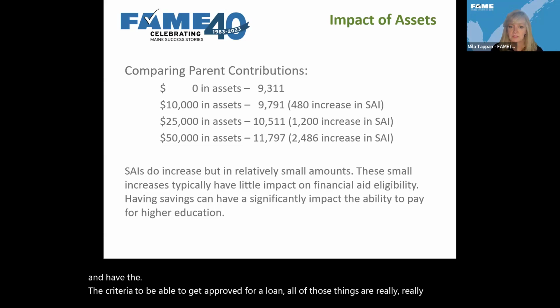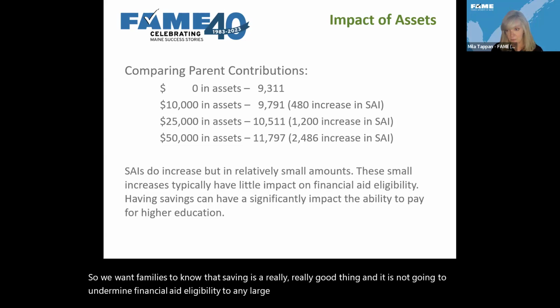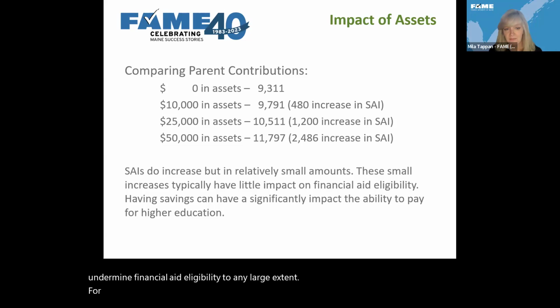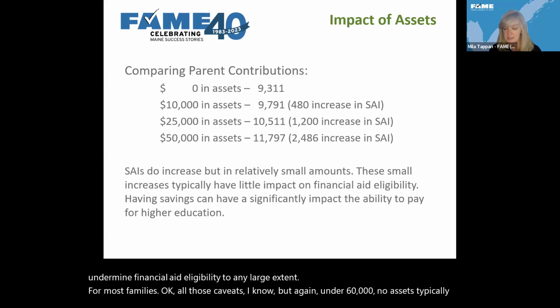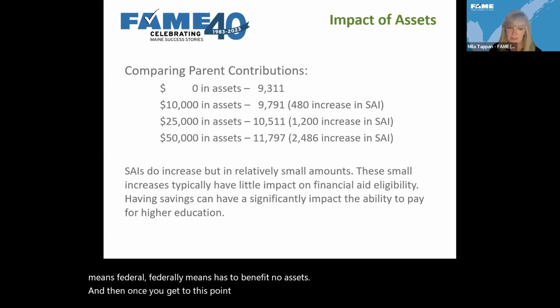So we want families to know that saving is a really, really good thing, and it is not going to undermine financial aid eligibility to any large extent for most families, okay? All those caveats, I know. But again, under 60,000, no assets typically. Federally means tested benefits, no assets. And then once you get to this point, assets do have a little bit of an impact.